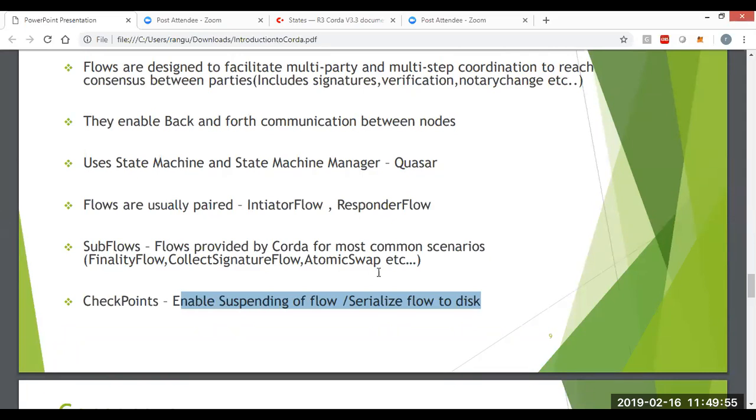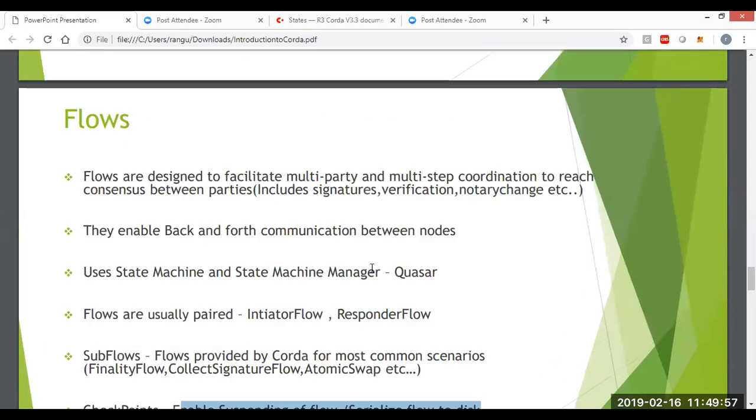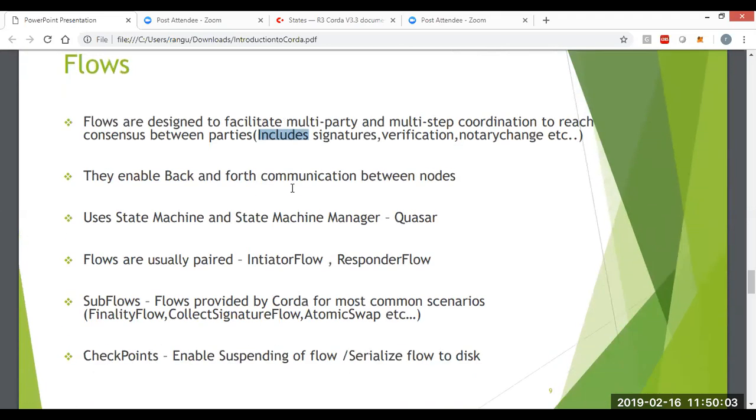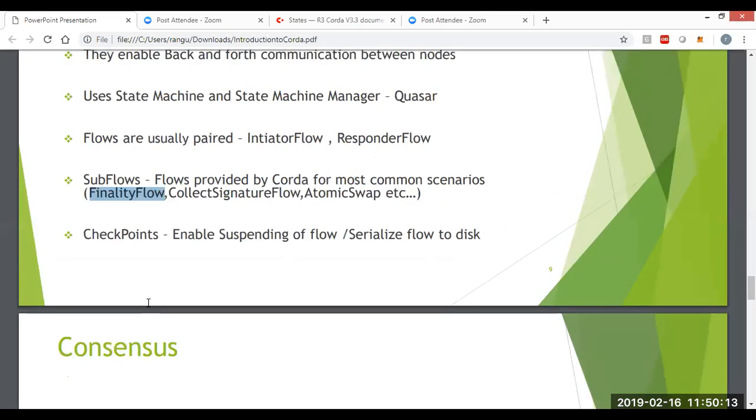All these come with Corda, so you need not hesitate or write code for this. It's all there, it's quite simple, and you just have to call the particular flow. You have to design your business scenarios and invoke the respective flows accordingly. So that is about flows.